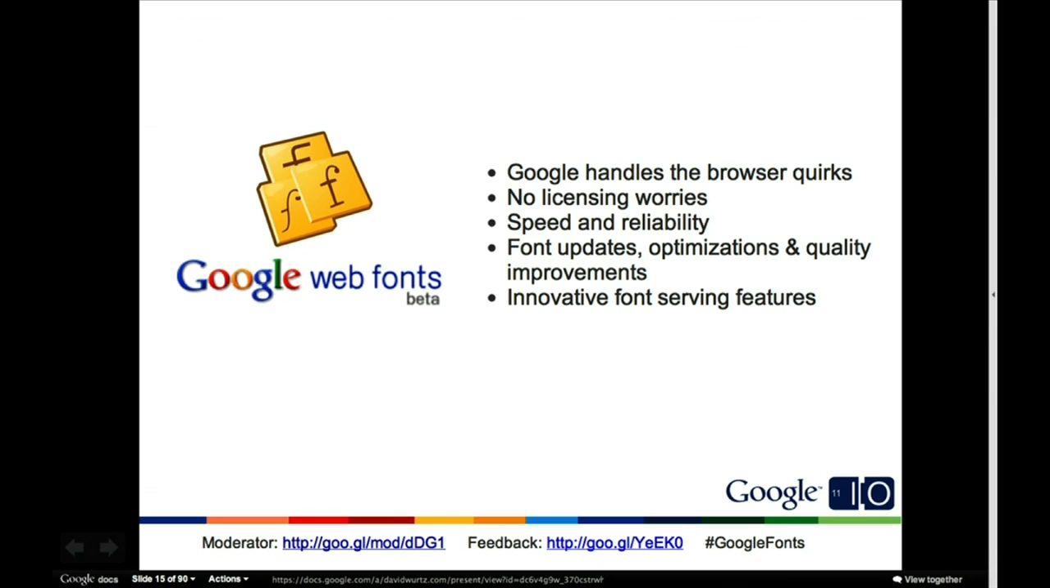Second, there's no licensing worries. Because all the fonts are open source, you never have to worry about being constrained from how to use Google Web Fonts. We think this is really important. Third, there's lots of speed and reliability. You're using Google CDN, which is very reliable. Finally, there's lots of font updates, optimizations, and quality improvements that we're making on our fonts. And the message here is that as we continue to improve these fonts and we change it in the central location, all the integrations just get it for free with no further work required. And we're also working on some innovative font serving features that we're excited to share with you today.